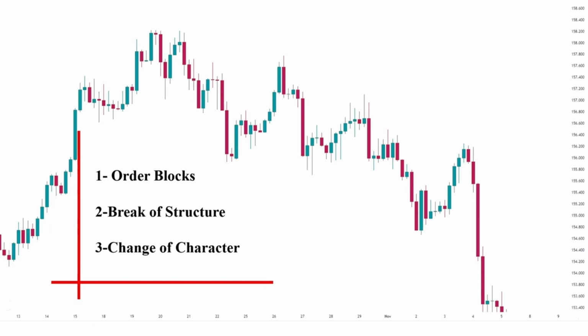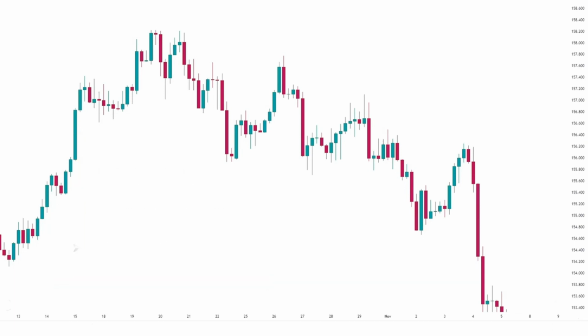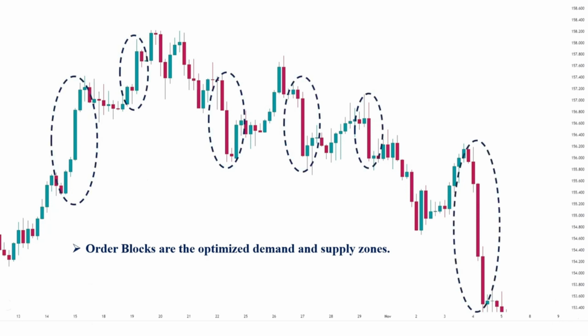Let's start with the order blocks. Order blocks are the optimized demand and supply zones. They form when a large amount of money enters the market, resulting in a massive move. In other words, when there is an imbalance between the buyers and the sellers. Let me show you how we identify the order blocks.